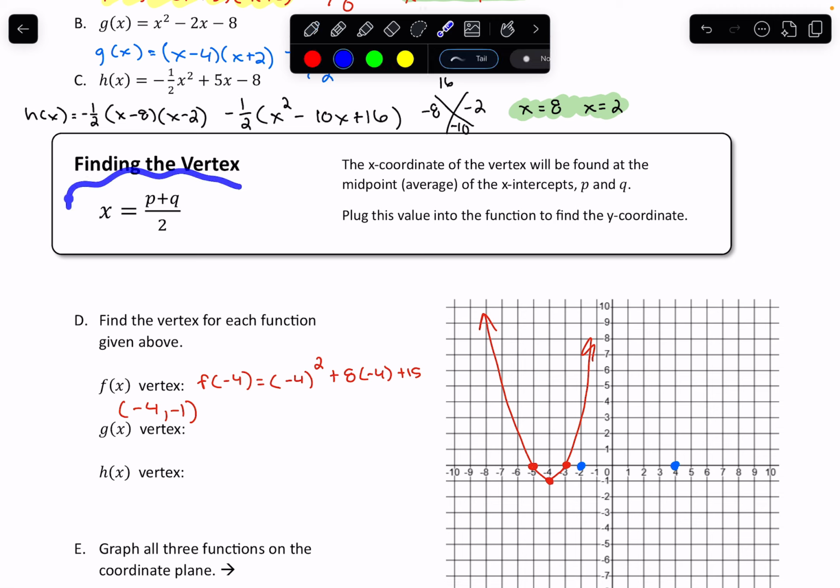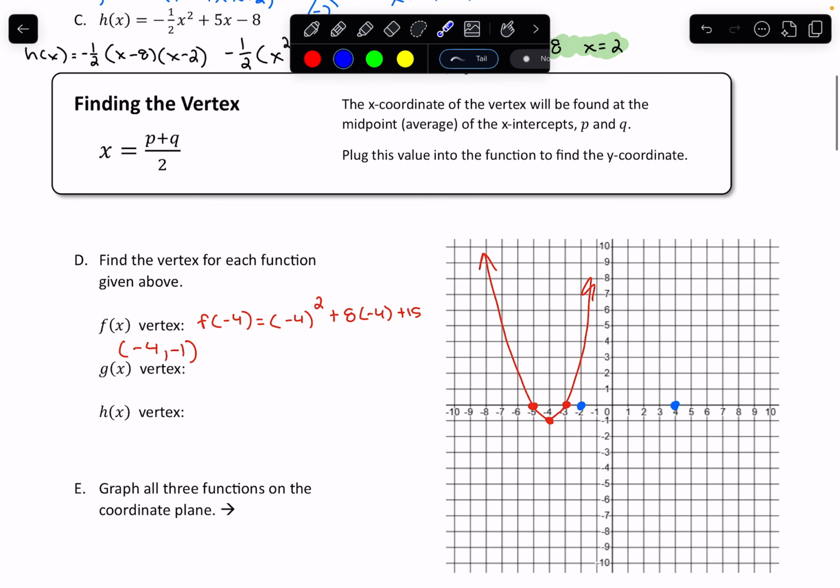There's a formula right here for it, but I like to just use common sense. The middle is going to be right there at 1. 1 is right in between -2 and +4. So I know that my x value is +1, but I don't know my y value. So I'm going to say x is +1.